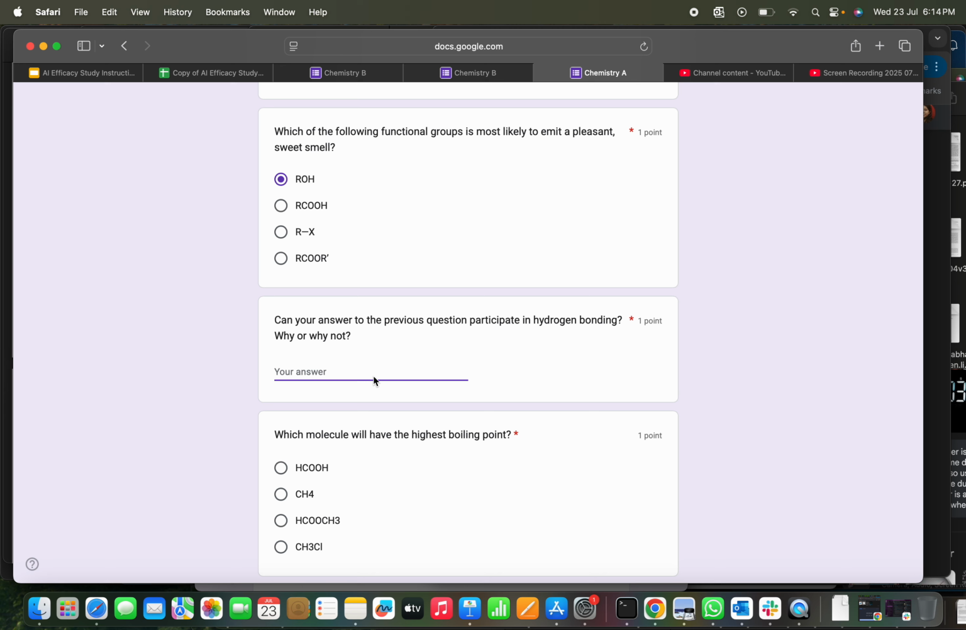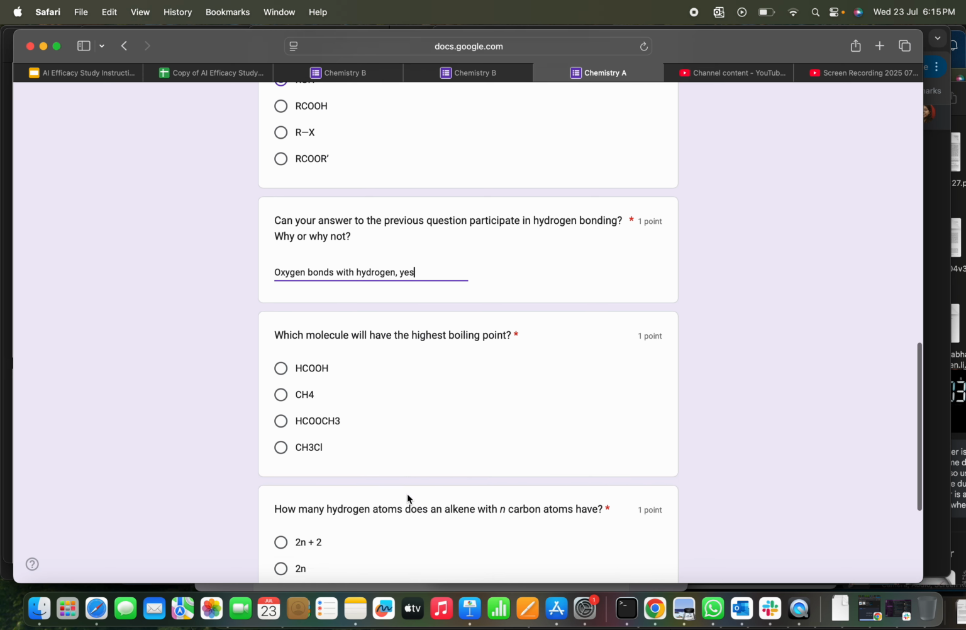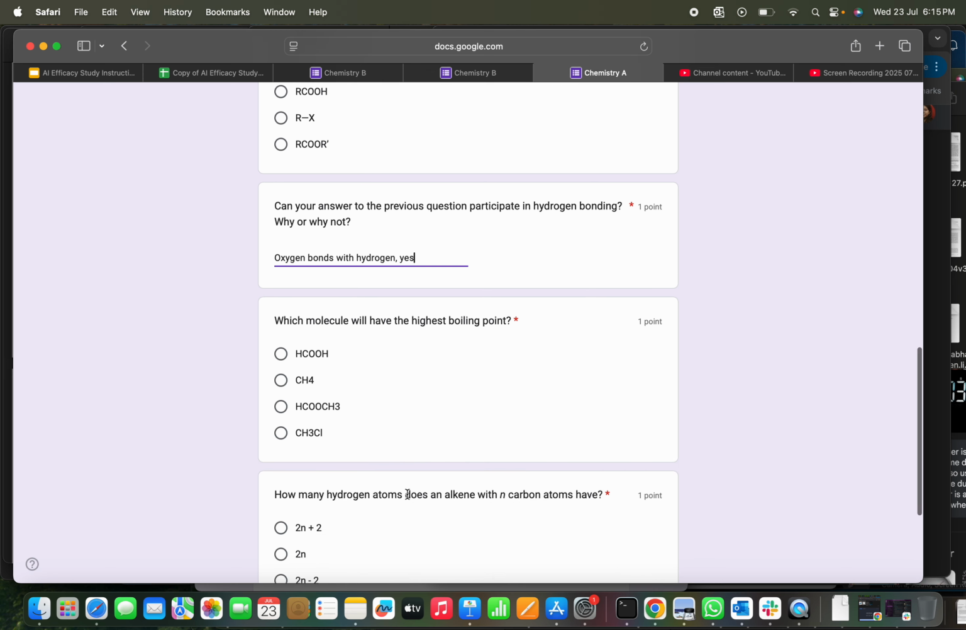Can you answer the previous question, participant? Oxygen bonds with hydrogen. Yes. Which molecule has the highest boiling point?